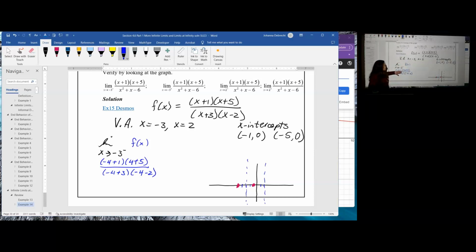In this case, I have a negative times a positive over a negative times a negative. That gives me 3 negatives, which tells me that it's negative. That means that at this value, it must be coming down and looking something like this. Now I want to see about the limit as I approach -3 from the right side.